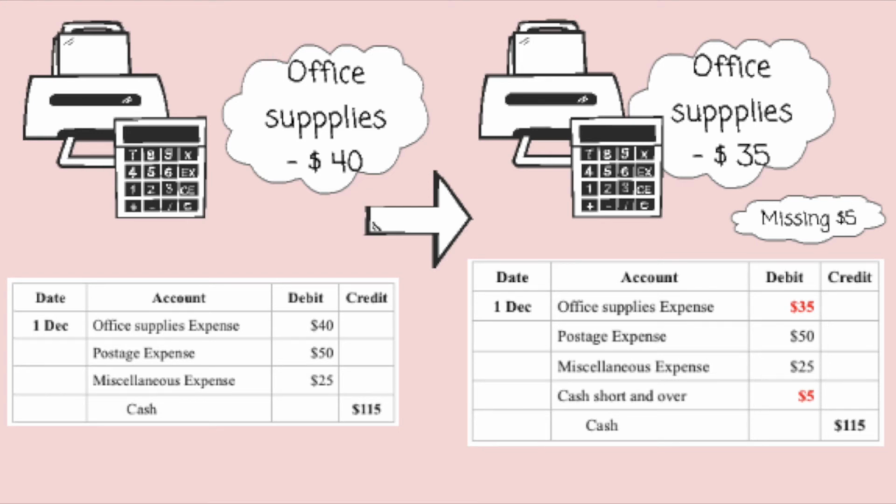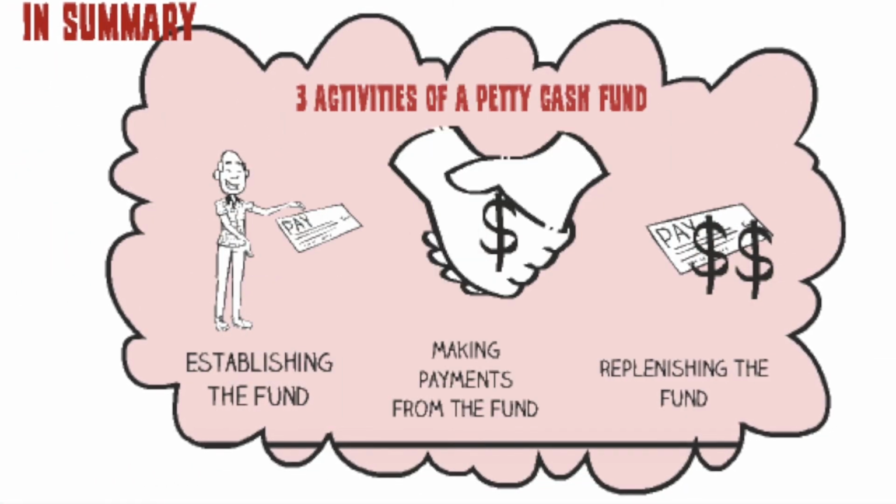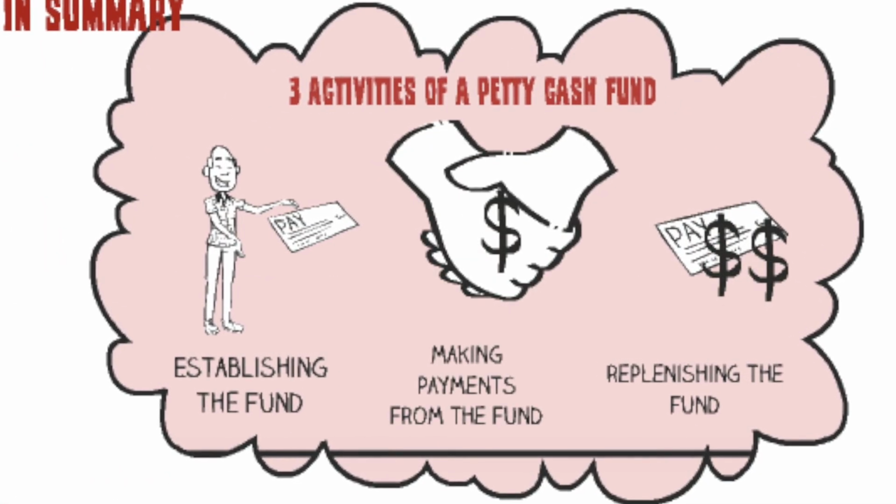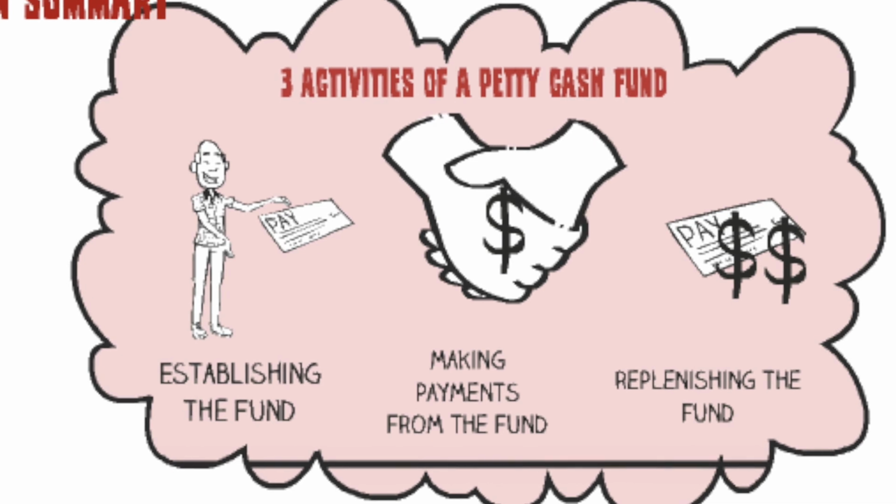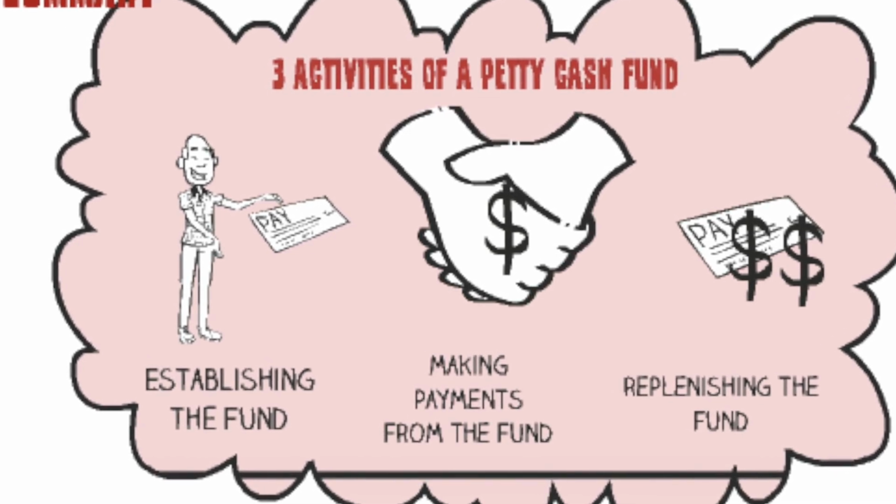We have now looked over the 3 activities of a petty cash fund, of establishing the fund, making payment from the fund, and replenishing the fund.